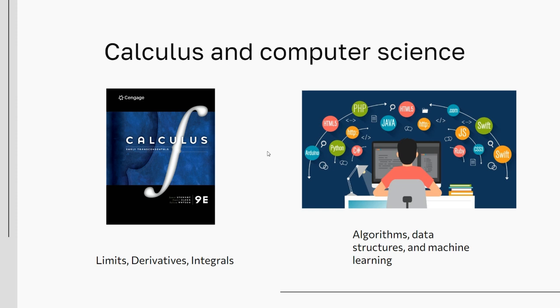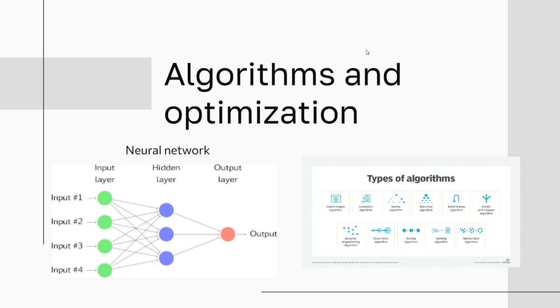But within computer science, you'll usually deal with programming languages, and within these languages, you have algorithms, data structures, and machine learning, which I'll dive into right now. So I'll be dealing with algorithms and optimization. Optimization is from calculus one, and algorithms are part of computer science.